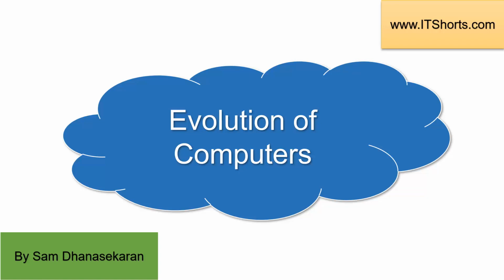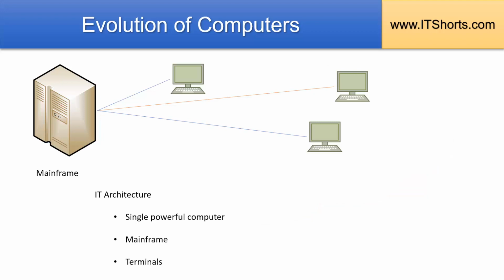In this video, let's take a look at how the computers evolved. Actually, how the information technology and its architecture evolved. The popular architecture during the early stages of using information technology systems in a corporate environment was about having a single powerful computer connected to multiple devices. This single powerful computer was generally a mainframe computer.